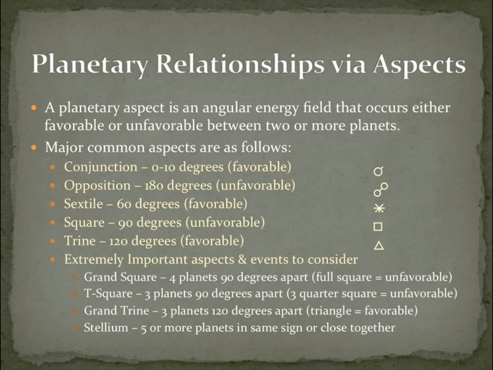Next is the T-square. This aspect involves 3 planets that are 90 degrees apart and form a partial square. This too is an unfavorable aspect and can be viewed as a 3-legged chair waiting to fall. The affairs of the houses involved in this aspect are unstable and can be disrupted at any time.